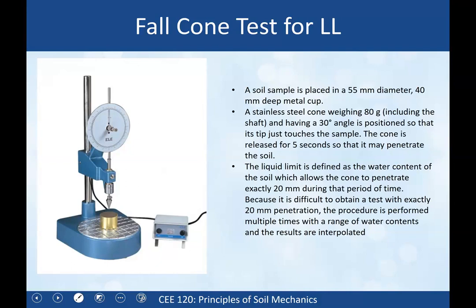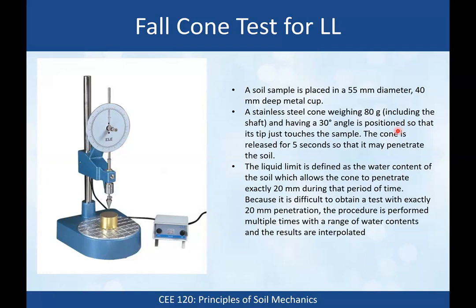In other parts of the world, there's a separate test that's done. Instead of the Casagrande cup, they use what's called the fall cone. You have a soil sample that's prepared in a brass cylinder, and then this cone is allowed to drop into the clay, and you measure how far it pushes down. The cone weighs 80 grams and has a 30-degree angle on the tip. You position it so that it just touches the top of the sample, and then you release it for 5 seconds to see how far it pushes in.